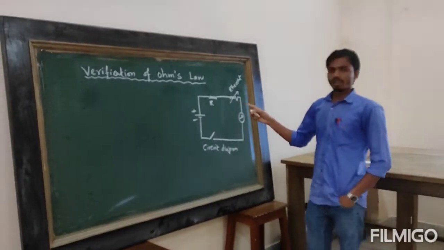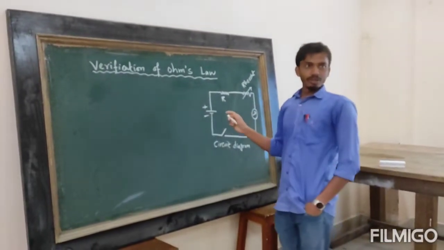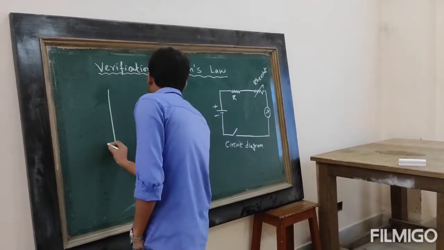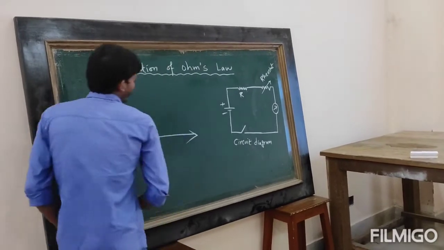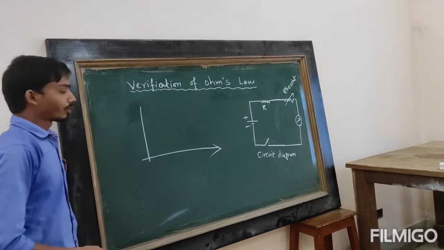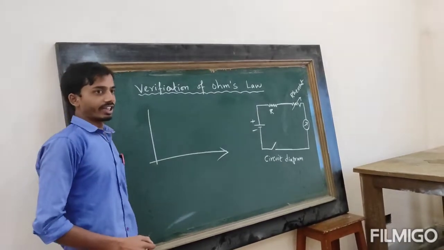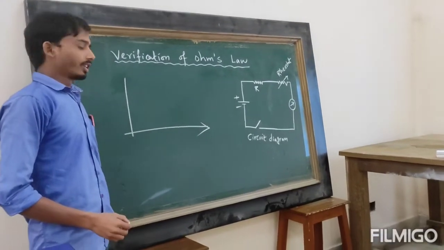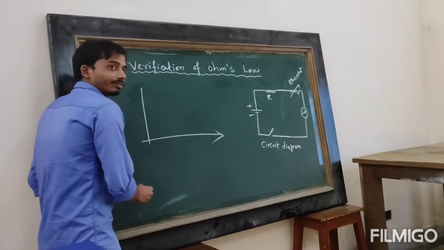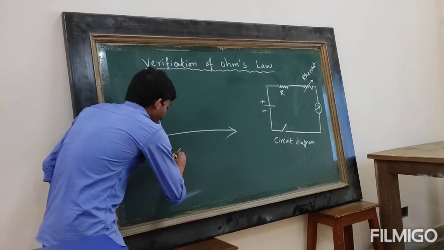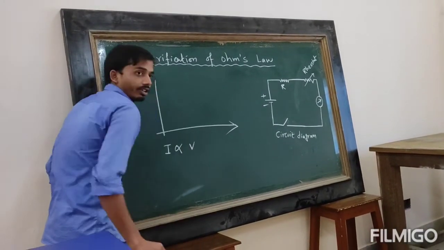The experiment is the verification of Ohm's law. What is Ohm's law? V equals what? No, that is not Ohm's law. Ohm's law states that if temperature and other things remain constant, then the current is proportional to the applied voltage.